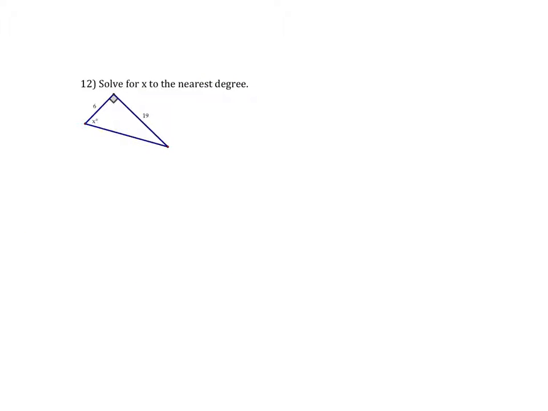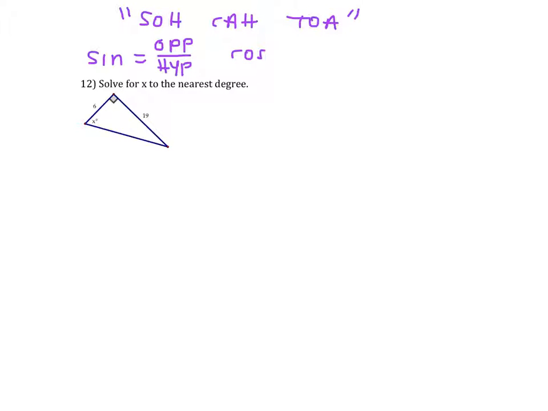Okay, the next few questions involve using trig functions. So recall that we use the little saying SOH CAH TOA to help us remember our 3 trig functions. The S stands for sine, and it's equal to the ratio of the opposite side over the hypotenuse. The C stands for cosine, and it's equal to the ratio of the adjacent side over the hypotenuse. And finally, tangent is equal to the ratio of the opposite side over the adjacent.